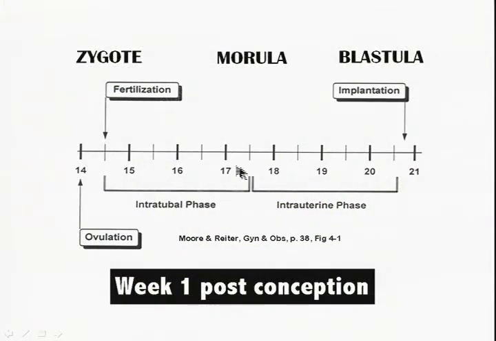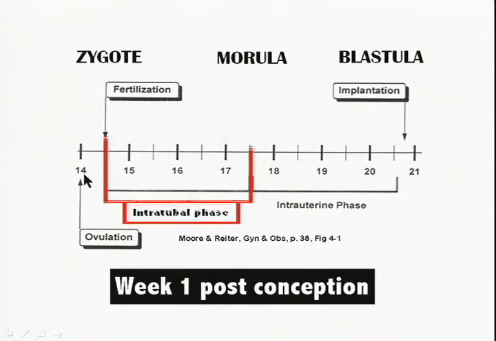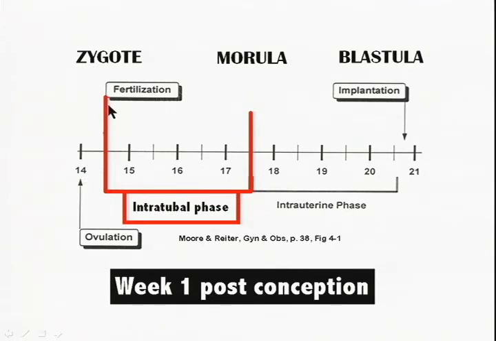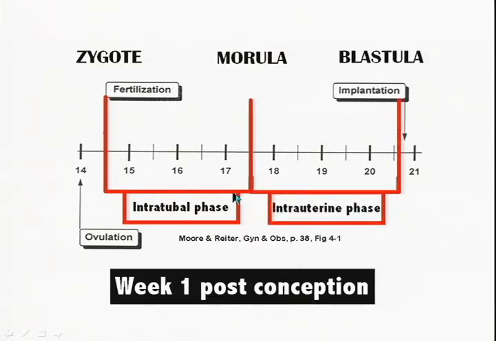All right, we look at week 1 post-conception. And here we have ovulation, which is on a 28-day cycle where it usually occurs, day 14. We have fertilization, which occurs then within 12 to 24 hours of ovulation. We can divide the first week post-conception into 2 phases, the intratubal phase and the intrauterine phase. The intratubal phase is where we have the zygote. As it moves down the tube, it becomes a 2-cell, a 4-cell, an 8-cell, and so on.